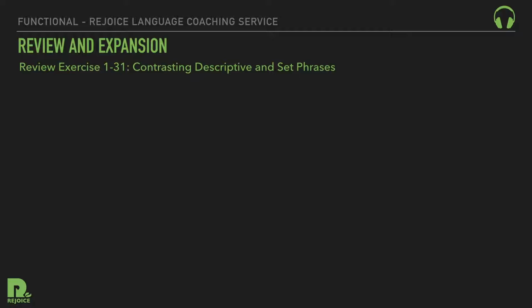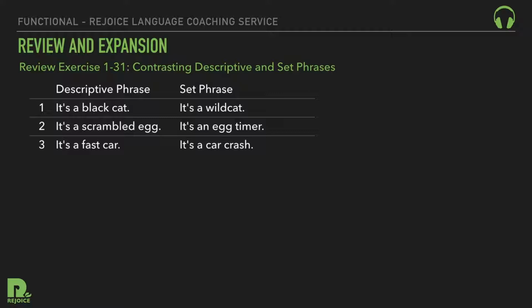Review exercise 131, contrasting descriptive and set phrases. It's a black cat. It's a wild cat. It's a scrambled egg. It's an egg timer. It's a fast car. It's a car crash.